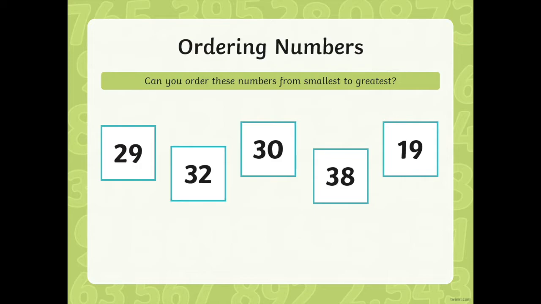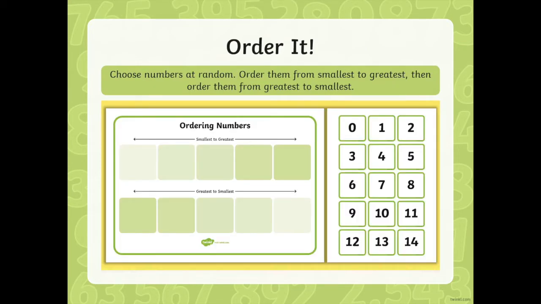Pause the video here and have a go. Can you order the following numbers from greatest to smallest? So the biggest number, the biggest value, to the smallest value. Pause the video here and have a go. Remember to look in the tens column to help you figure out which number is bigger. Choose numbers at random and order them from smallest to greatest, then order them from greatest to smallest. Pause the video here and have a go.